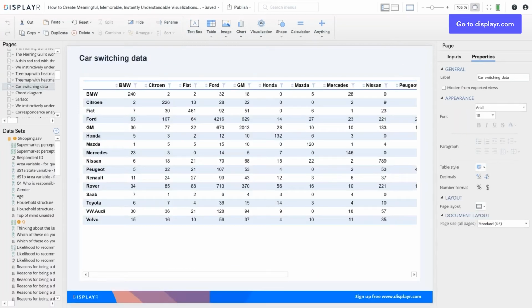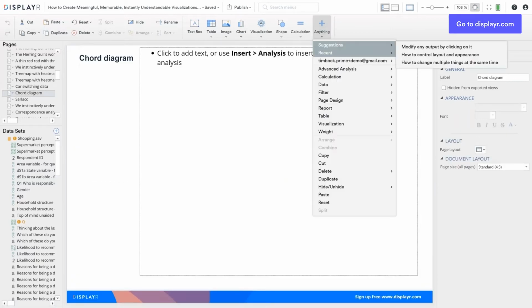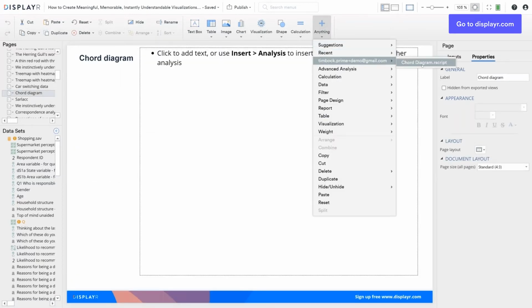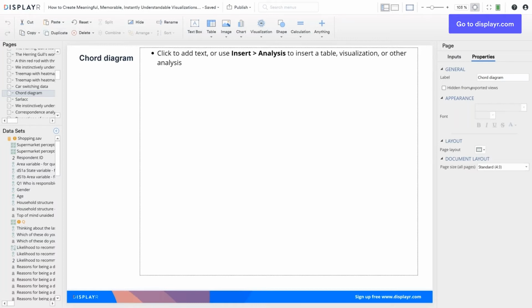This data shows switching between car brands. Let's look at the Ford row. It's showing us that 63 people who had owned a Ford switched and bought a BMW, 107 switched to the French brand Citroën, 64 switched to Fiat, but a little over 4,000 stayed with Ford. So what's a good way to visualize this? Well, it turns out there's actually a special visualization designed exactly for this type of data called a chord diagram.